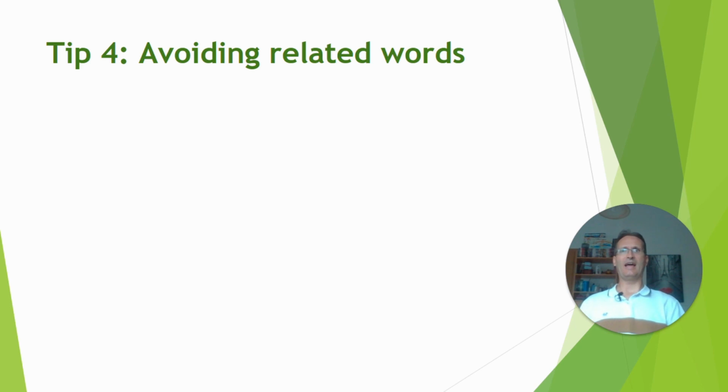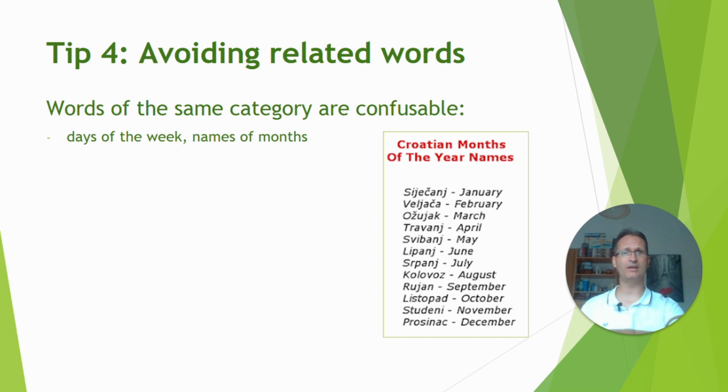Okay? And after this, recommendation number 4, which is avoiding related words. Well, related words can come from the same category, like the days of the week or the names of the months. You can see here examples from Croatian, where the names of the months are quite complicated. And I can add that in other Slavic languages, like Polish and Ukrainian, the situation is similar. To make it even more complicated, take the example of October in Croatian, which is listopad, and the same listopad means November in Polish. So you can see that this is quite complicated and a lot of reason for mixing up.